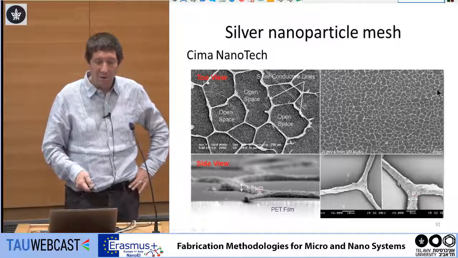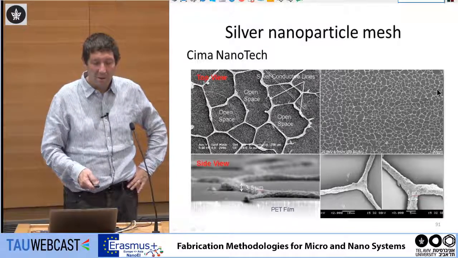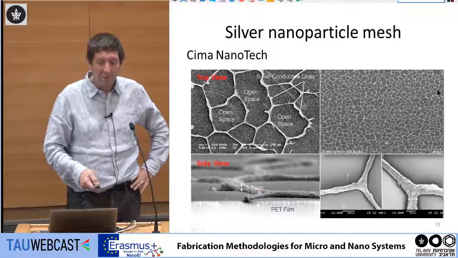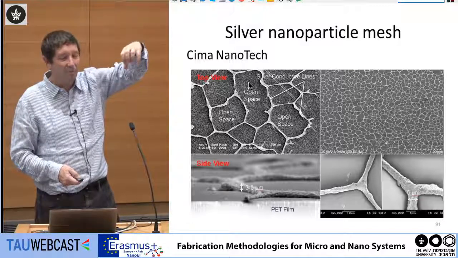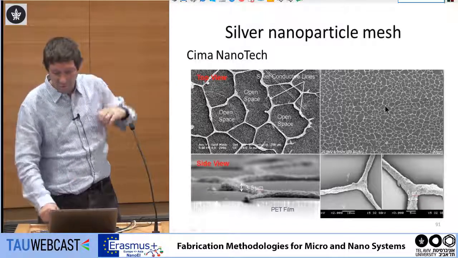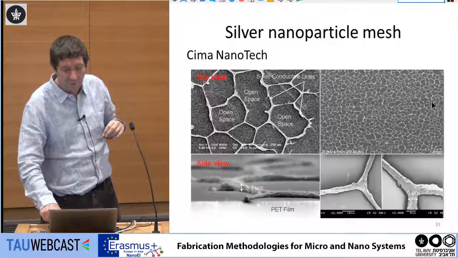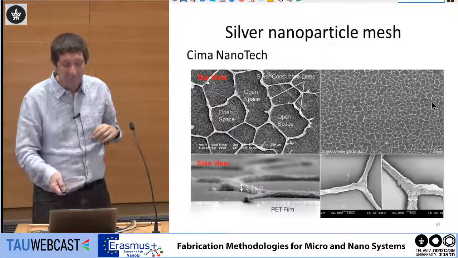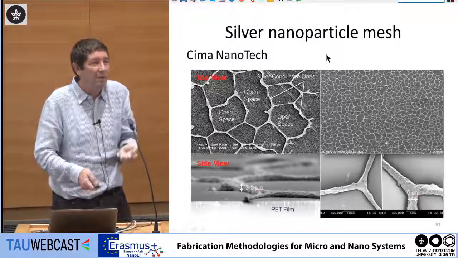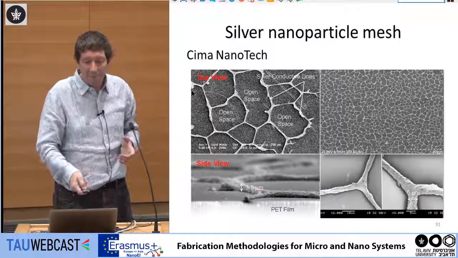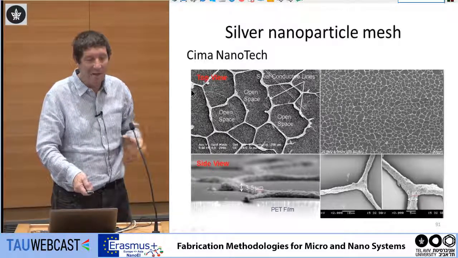The silver nanoparticles, what they do, initially the nanoparticles are like a drop. You put them in an ink. So when the ink dries, most of the area is, sorry, I confused you. So this is the roll-to-roll printing. This is the silver nanoparticle mesh. And the idea is that if you put silver nanoparticles and mix them with a liquid, now the liquid dries, what happens, the silver is concentrated only on the side walls of each bubble.